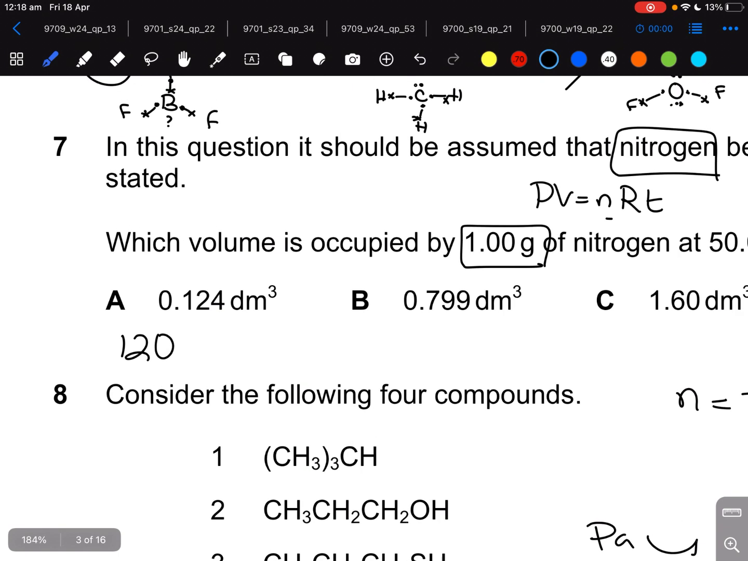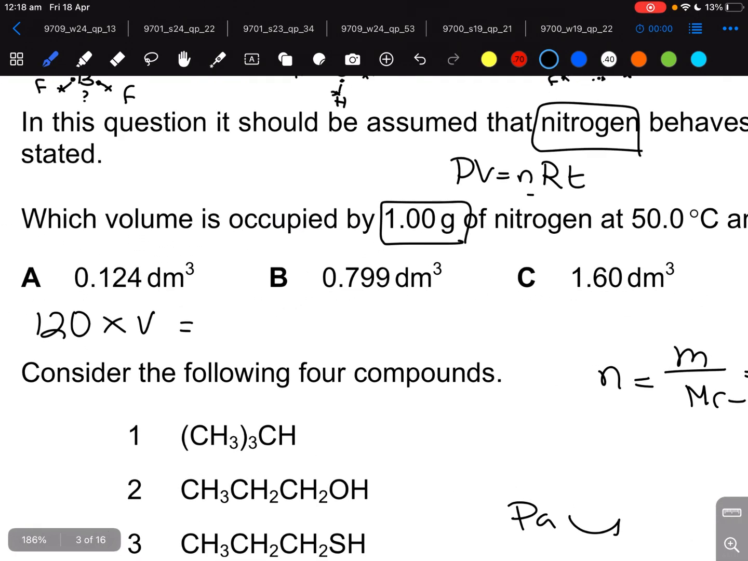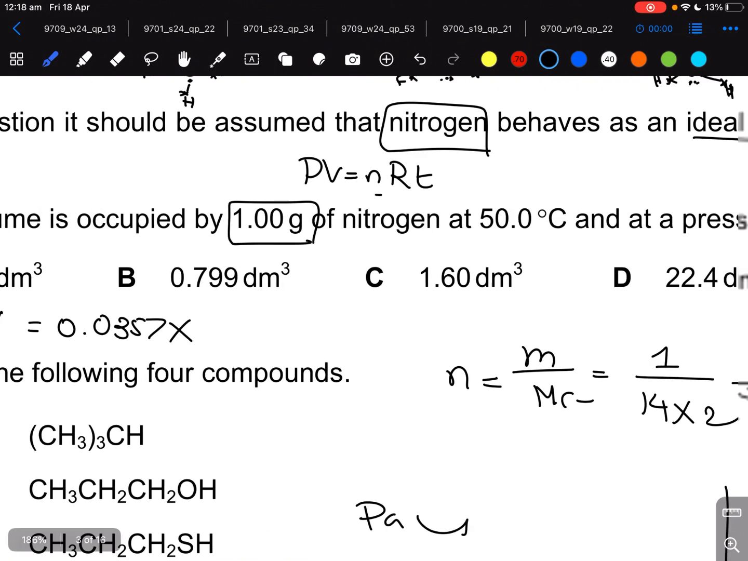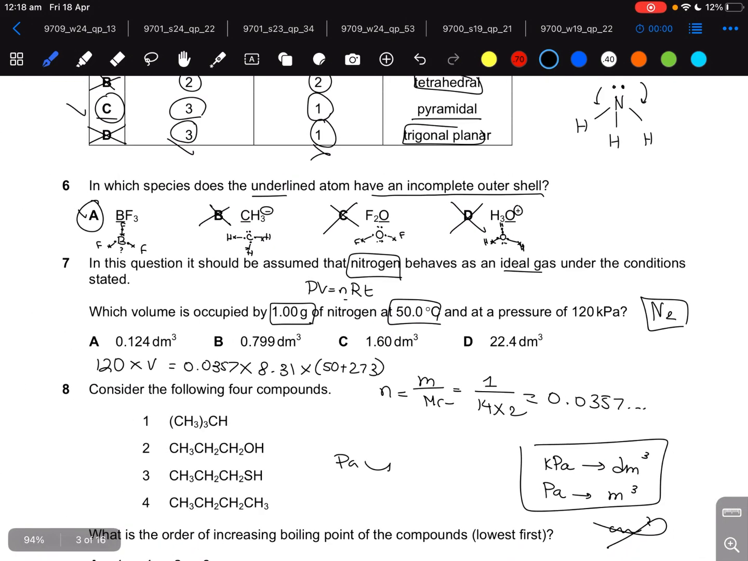Okay, so 120 multiplied by the volume, which we're trying to find, and then the moles, which we found here, 0.0357, multiplied by R, which is 8.31. You have to memorize this. And the temperature, we have to always convert to Kelvin, 50 plus 273. So if you equate this, you can use shift solve for time purposes here in paper 1. It's better to use shift solve, it's way faster.